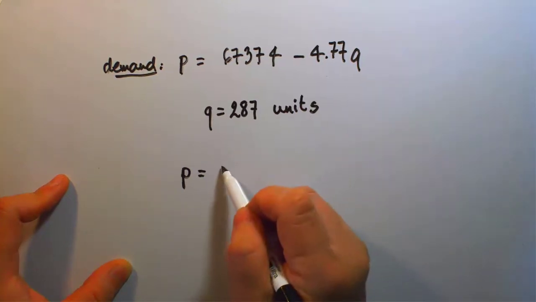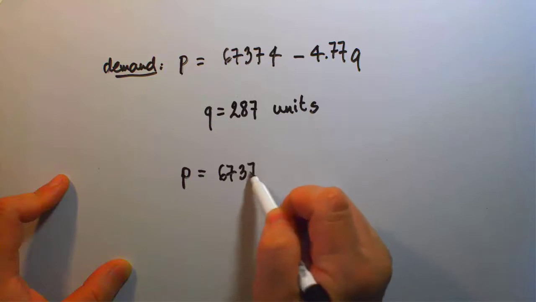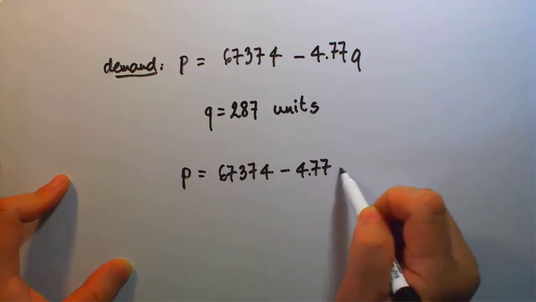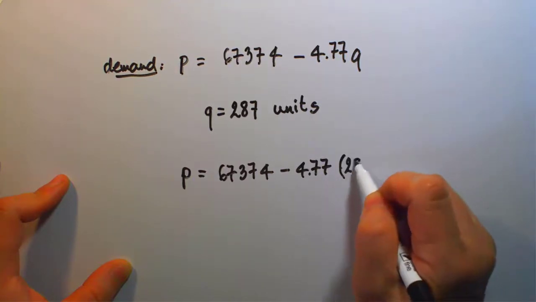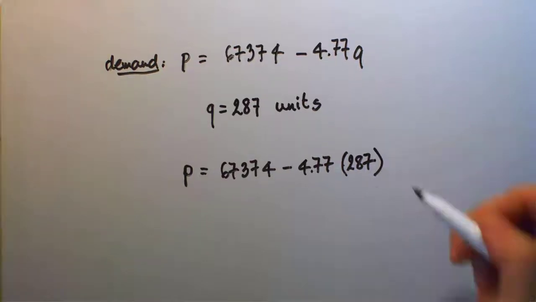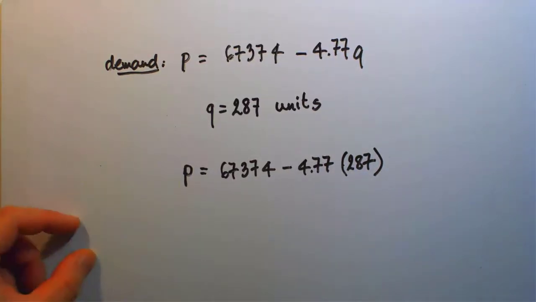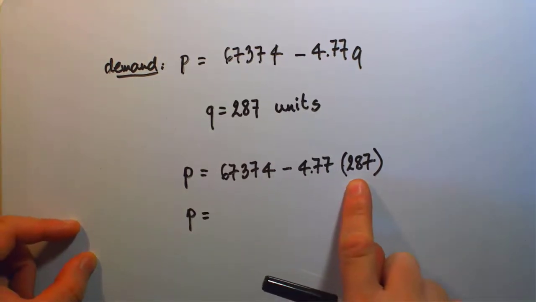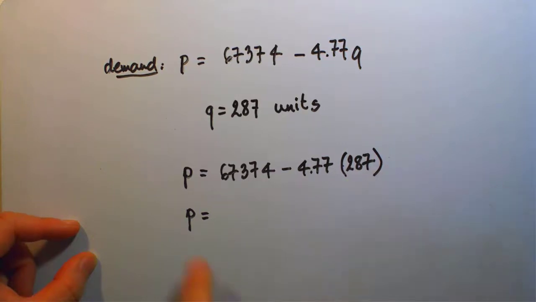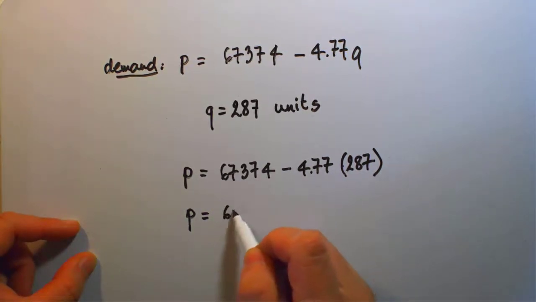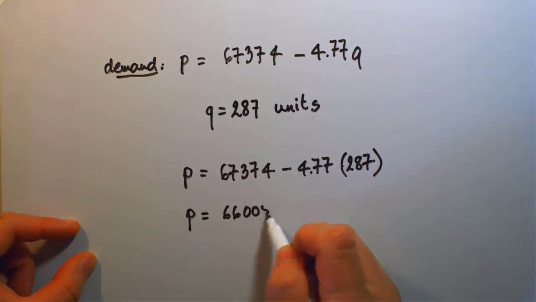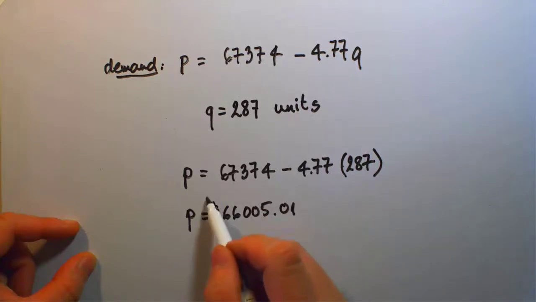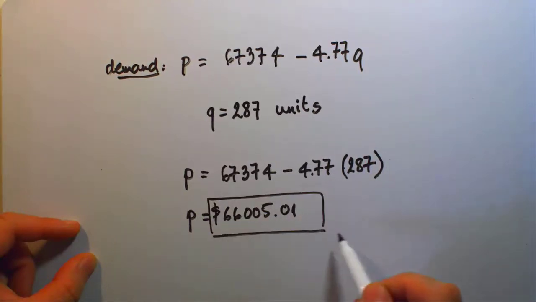And so what we have here is 67,374 minus 4.877 times 287 units, substituting in. Alright, so the calculation shows that the price at a quantity demanded of 287 units came out to be $66,005.01 for each unit.